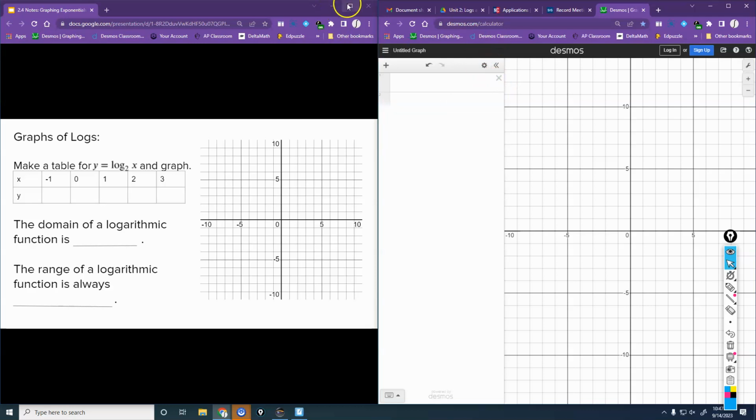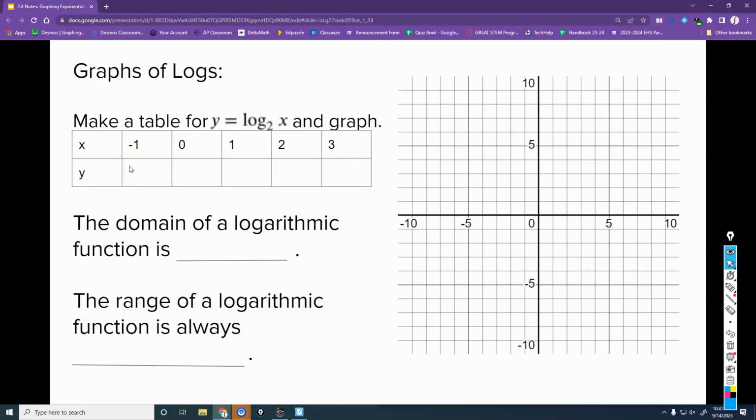Okay. What happened when you guys put in -1? Undefined. We got nothing. What about 0? Undefined. Okay. For 1, what'd you guys get? 0. What about for 2? 1. What about for 3? 1.585. So I've got 1, 0. I've got 2, 1. 3, I've got about 1.585. Well, this does not show me a whole lot.